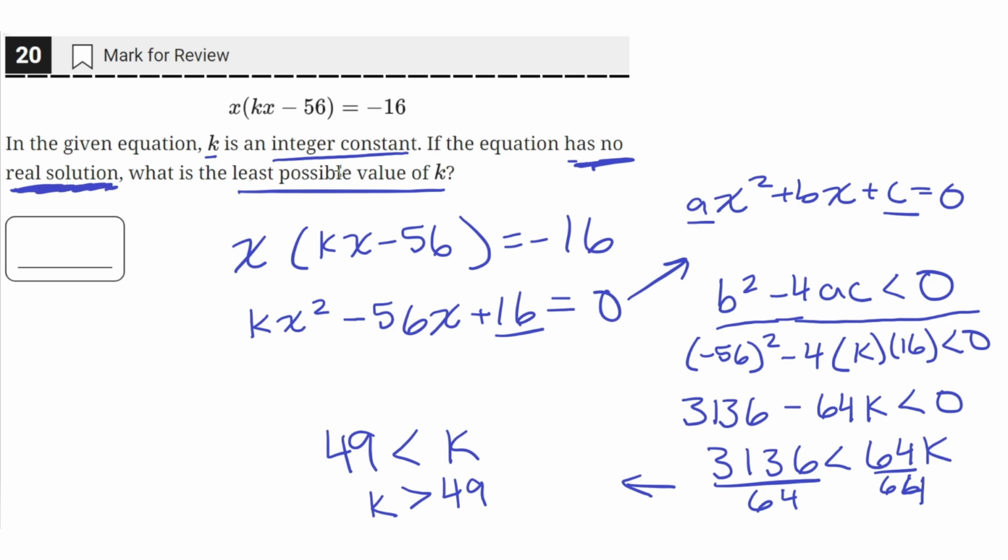Now the question asks us for an integer, which means a whole number, positive or negative, and it has to be the least possible. So the smallest value we can be while also being an integer is something greater than 49. The next integer that is greater than 49 is 50. So the smallest integer possible for the value of k is 50.